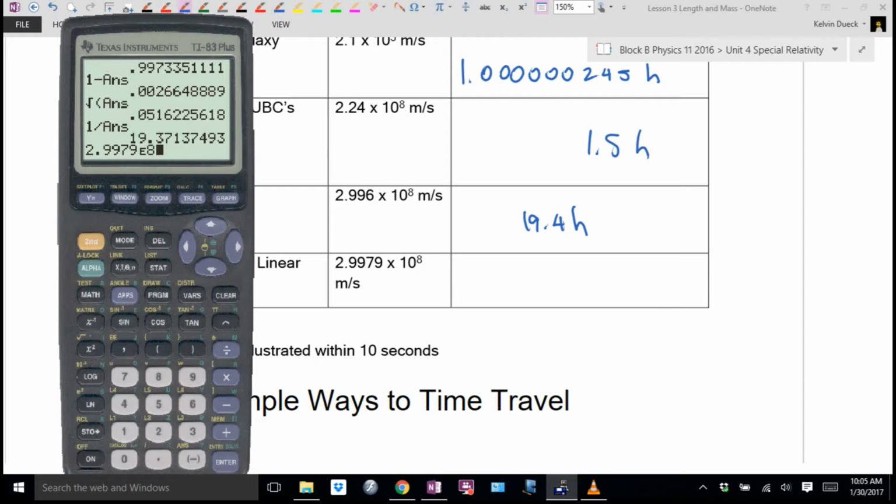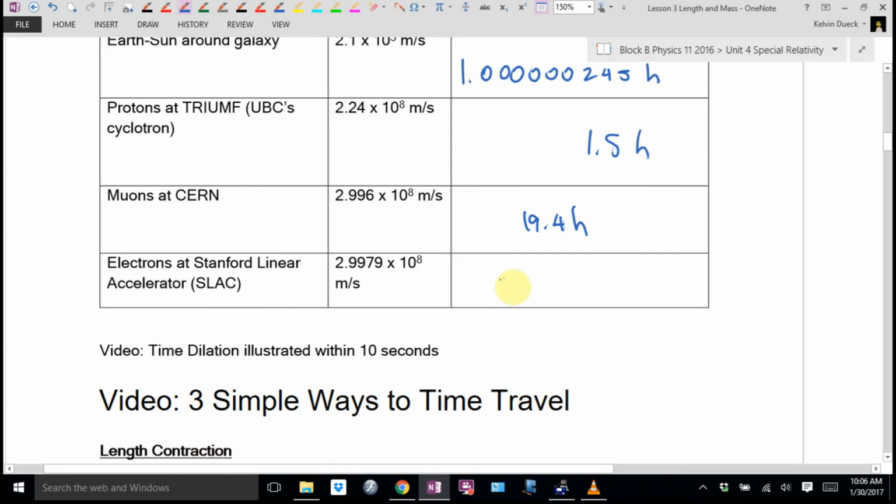2.9979 scientific notation button 8 divided by 3 scientific notation button 8. 99.93% of the speed of light. We can, at the Large Hadron Collider, get going faster than that, and we'll talk about that later on. Squared, don't forget the squared, 1 minus that answer, square root of that answer, 1 divided by that answer, and I get 26.7 hours would go by for us for every single hour that the electron experiences.